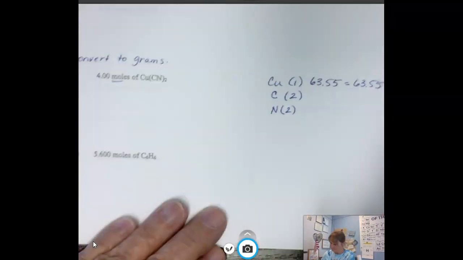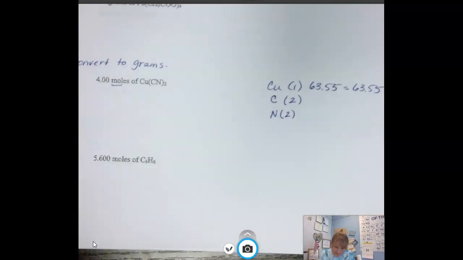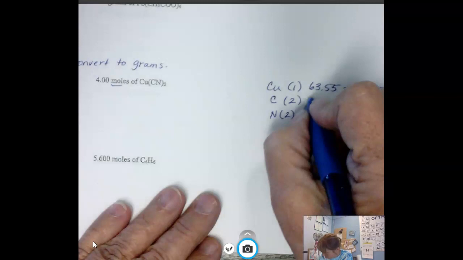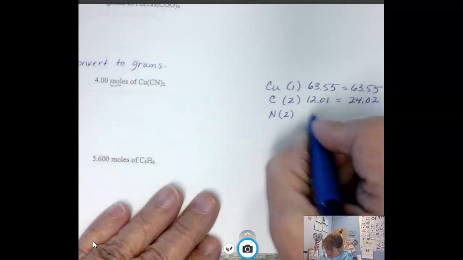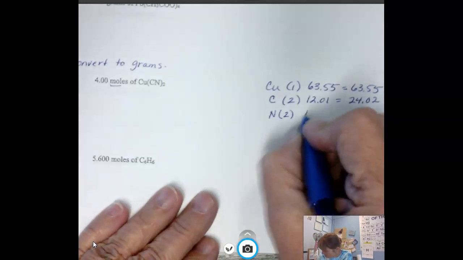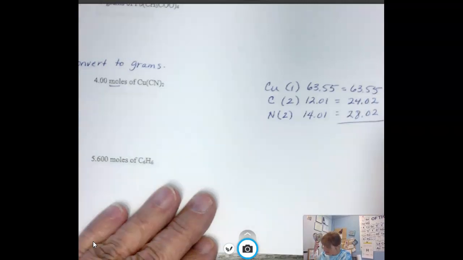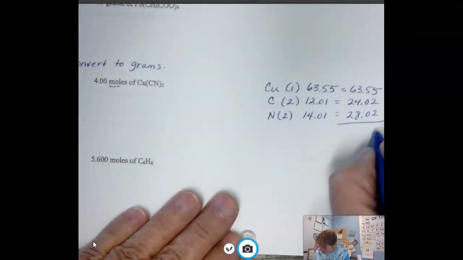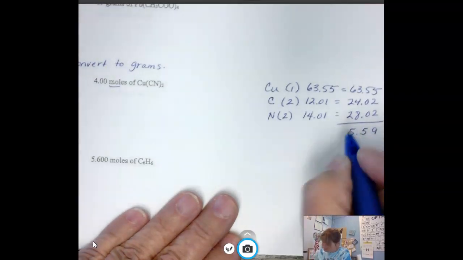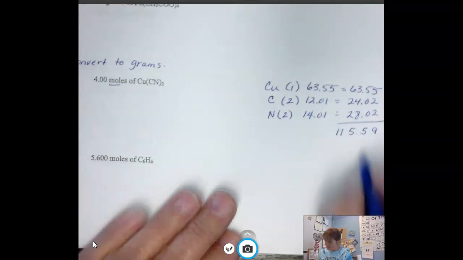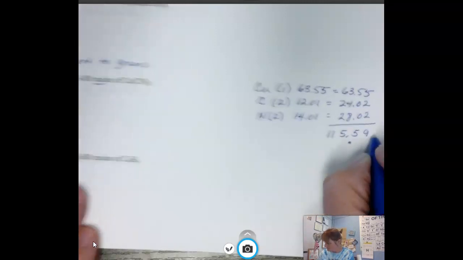Table out of the way. Carbon is 12.01. I have 2 of those, so 24.02. Nitrogen is 14.01. I have 2 of those, so 28.02. Again, let's add that up. 9 and 5, 15, 11. Okay, 115.59, again, grams per mole.